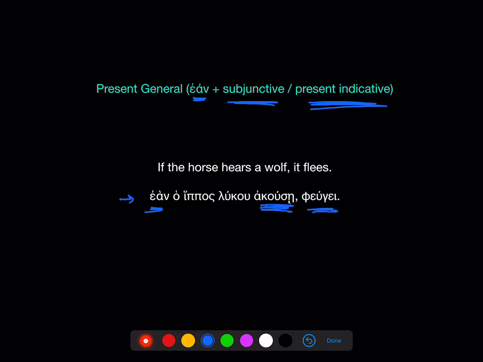If the horse hears a wolf, or if the horse ever hears a wolf, it flees. The reason we might want to put an ever in the translation, if the horse ever hears a wolf, is to show in English what the subjunctive and the an show in Greek, which is that this is generalizing. It's not like a simple condition where we're talking about a specific instance at a specific time. Okay? So, ean ho hippos lukon akousei, pheugei. If the horse hears a wolf, it flees. If the horse ever hears a wolf, it flees.